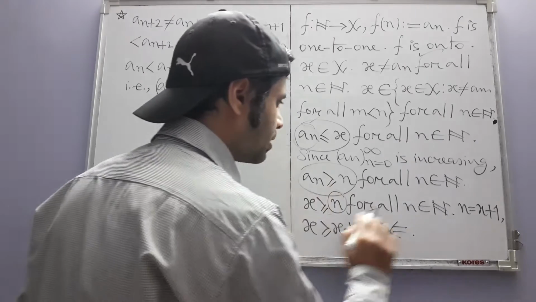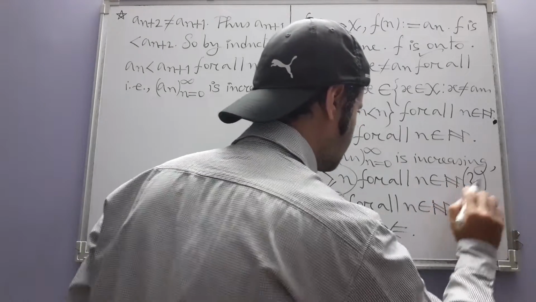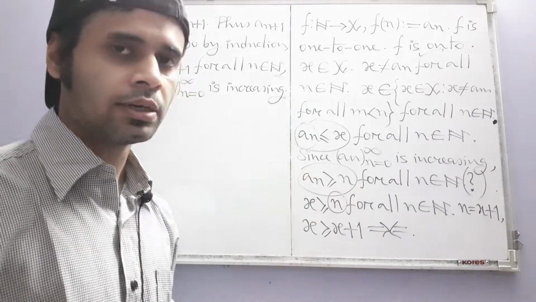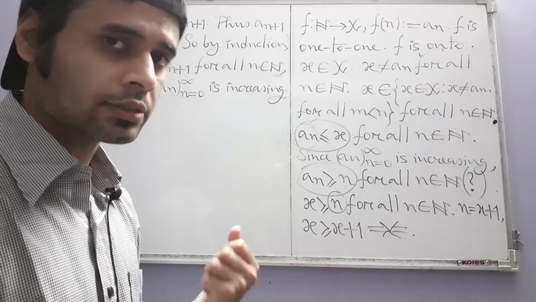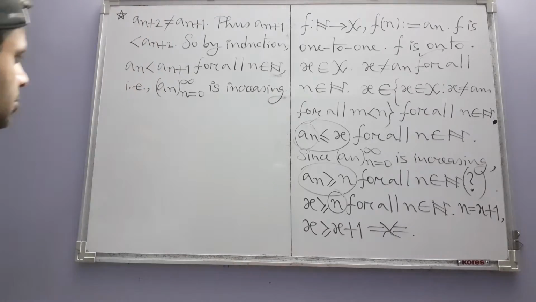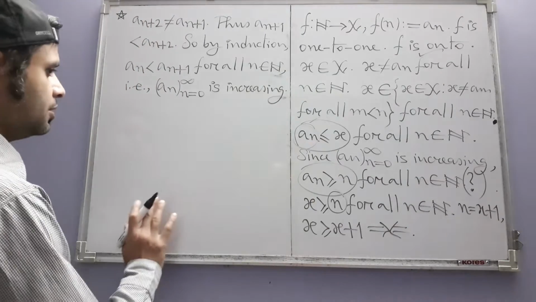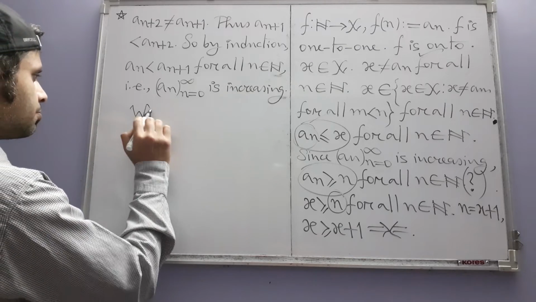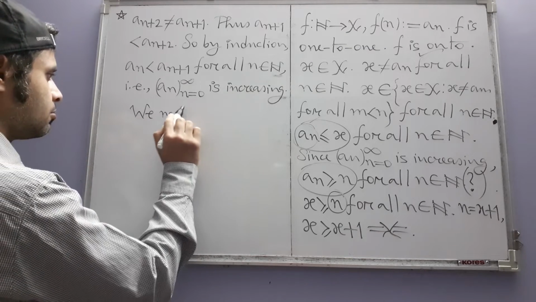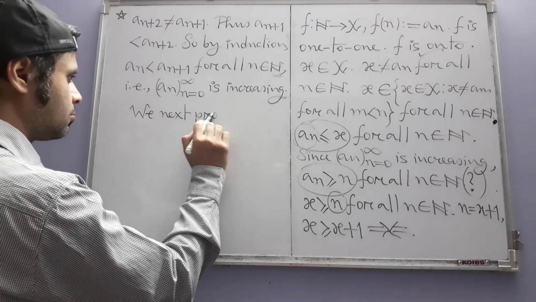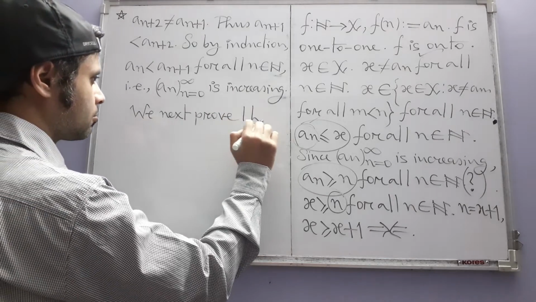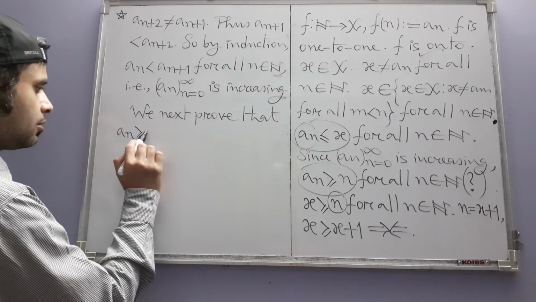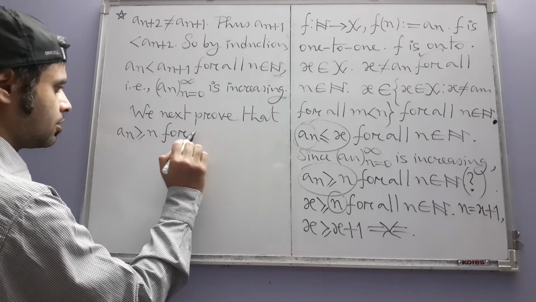But this part is a question mark. How does it follow from the increasing nature of an that an is greater than or equal to n? So this is the next thing we are now going to prove, and we prove this by induction. We next prove that an is greater than or equal to n.